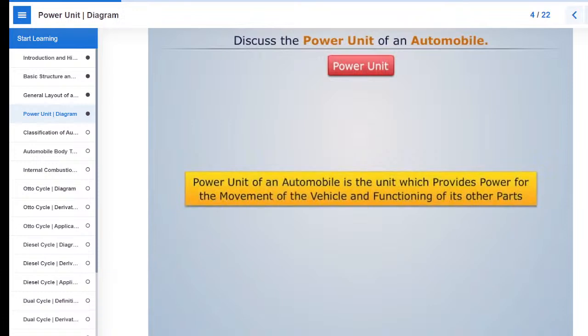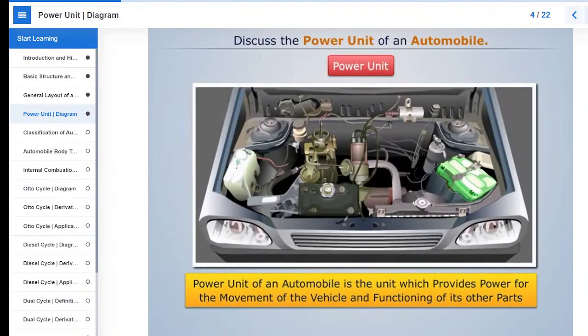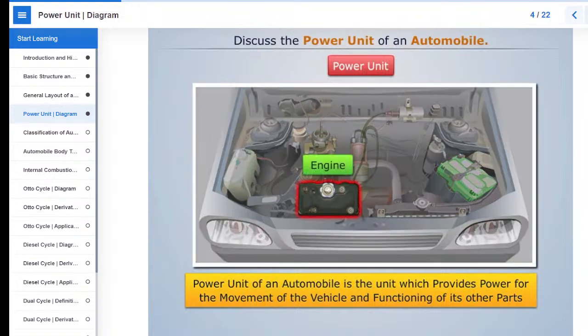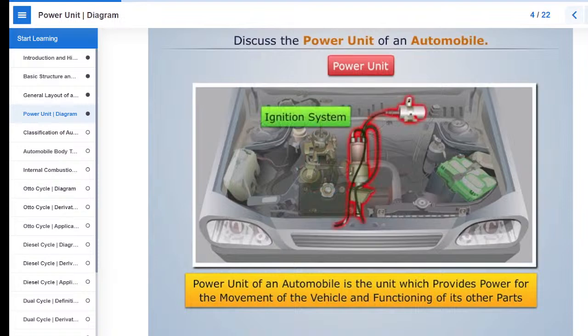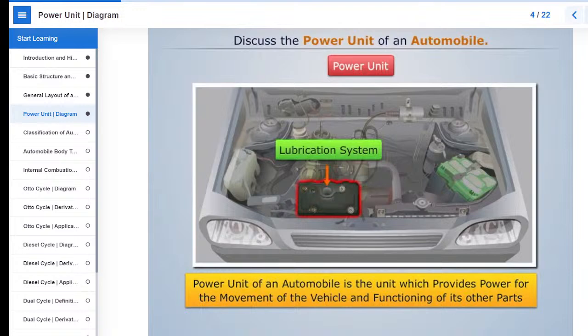Power unit of an automobile is the unit which provides power for the movement of the vehicle and functioning of its other parts. It mainly consists of engine, fuel system, ignition system, cooling system, and lubrication system. Now let's discuss each of them one by one.